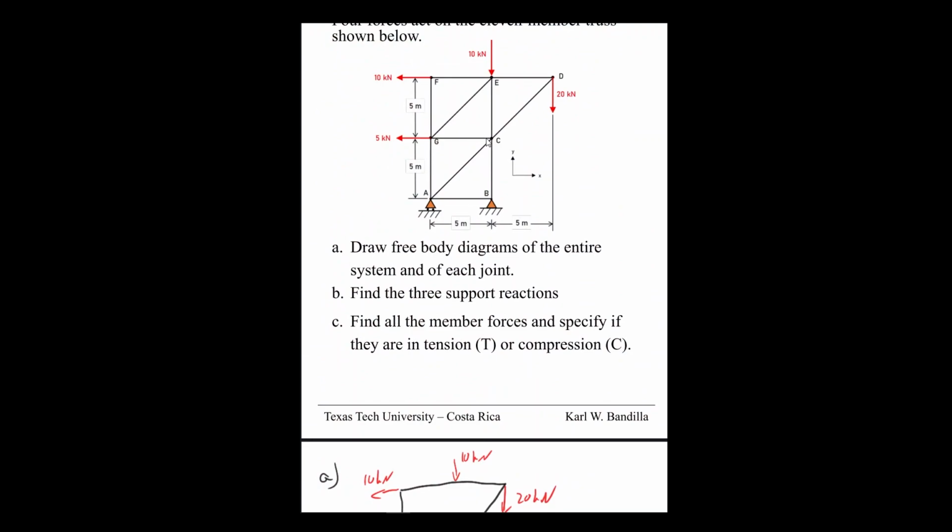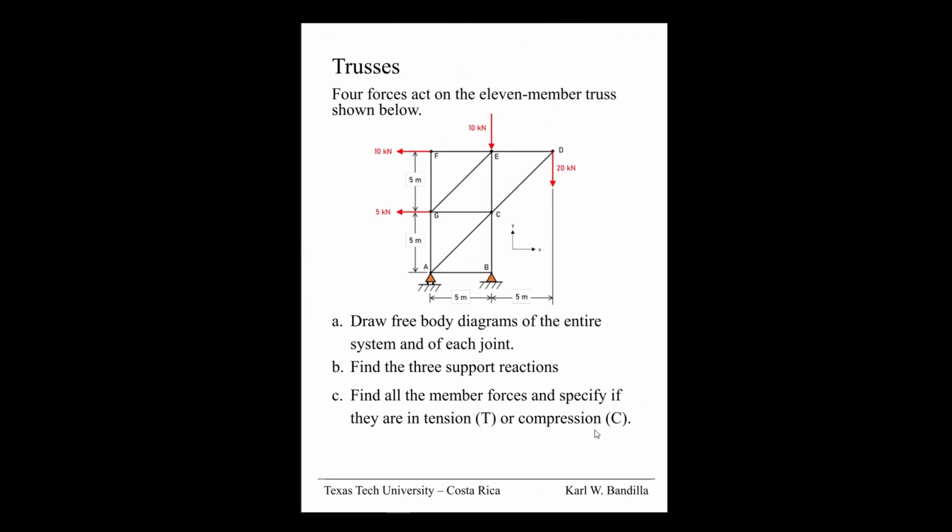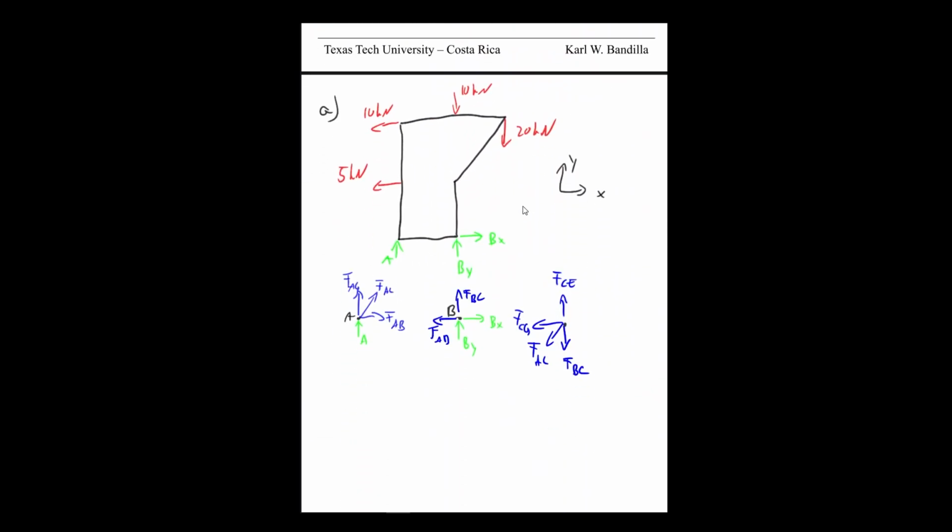Then we have FCE going upward. This is a busy one. FCE. And then what else do we have here? CD going at an angle. This is almost everybody right here. FCD. So definitely not the one that we're going to start out with. That was C.